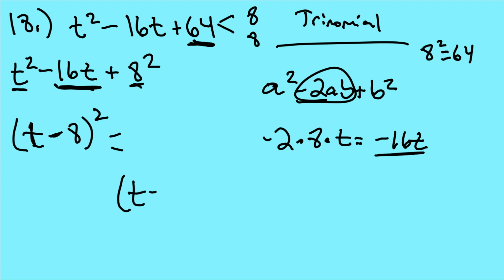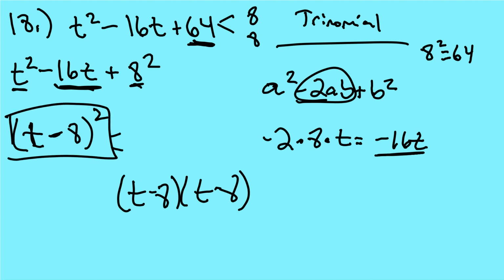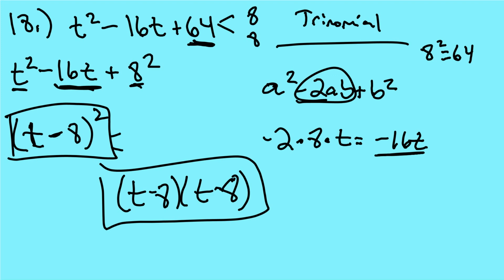If you wrote it as t minus 8, that's the same thing. So either one of these, this with the little 2, if you forget the little 2, then that's wrong, or 2 sets of parentheses, t minus 8, t minus 8.